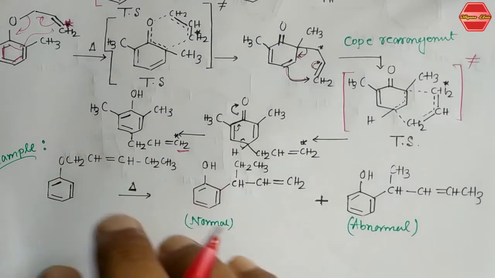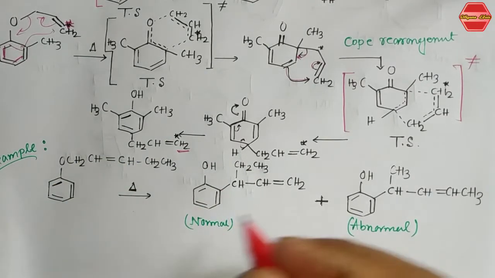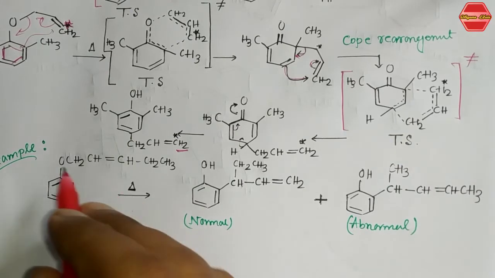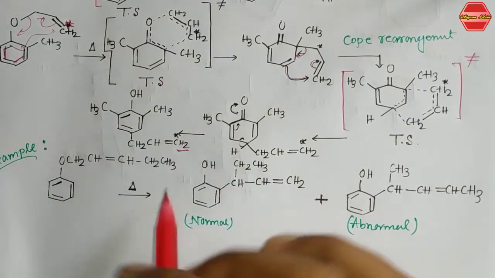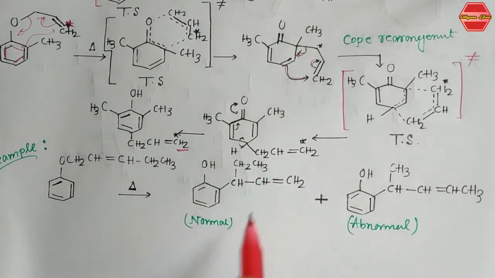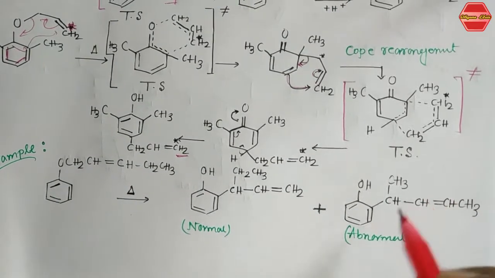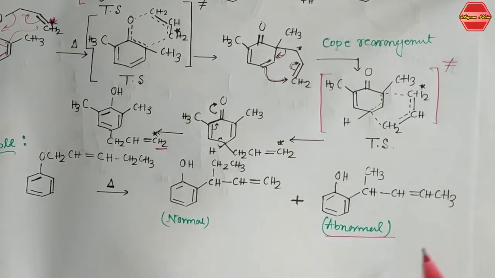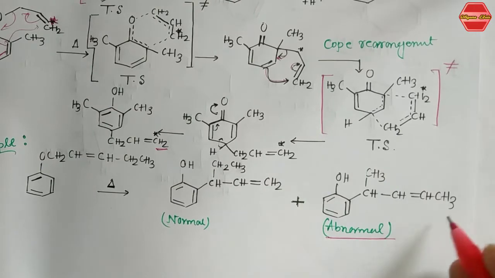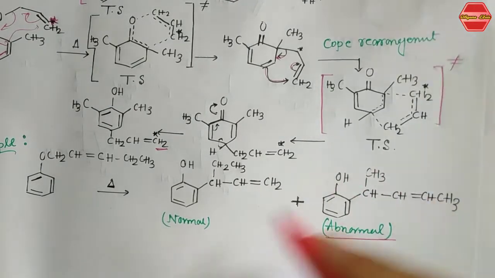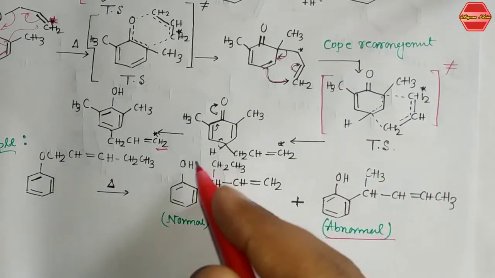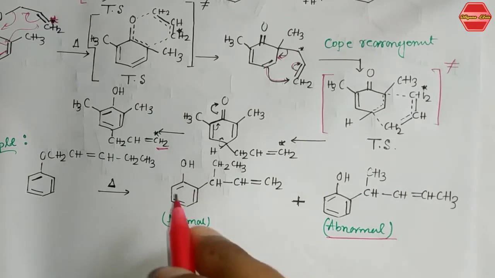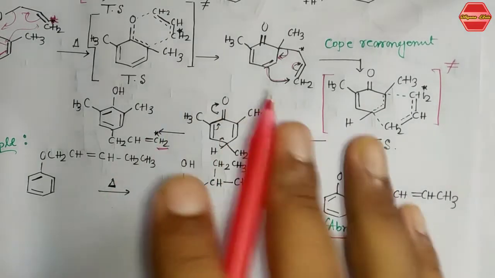What kind of products are formed, we can easily predict by the above concept. This will be our normal product, and there is one more product formed, which is called the abnormal product. I will show you how this abnormal product is formed from the normal product, and see how these products are formed.